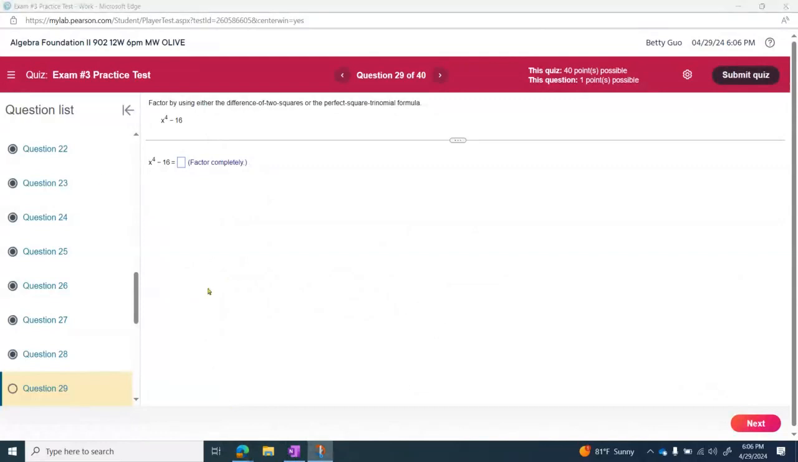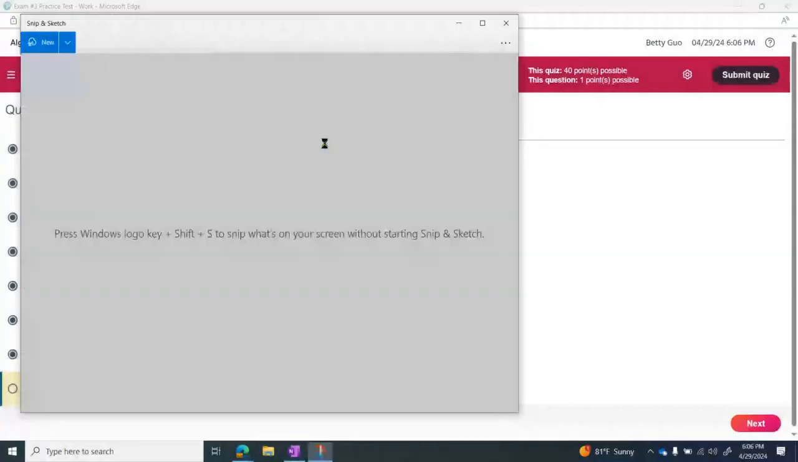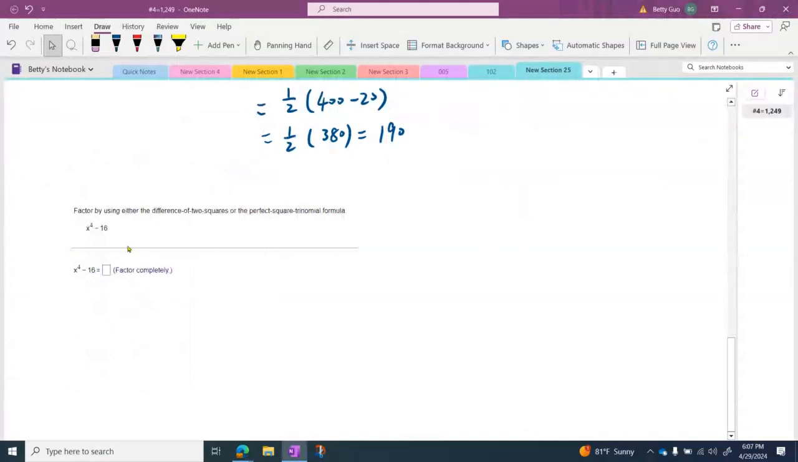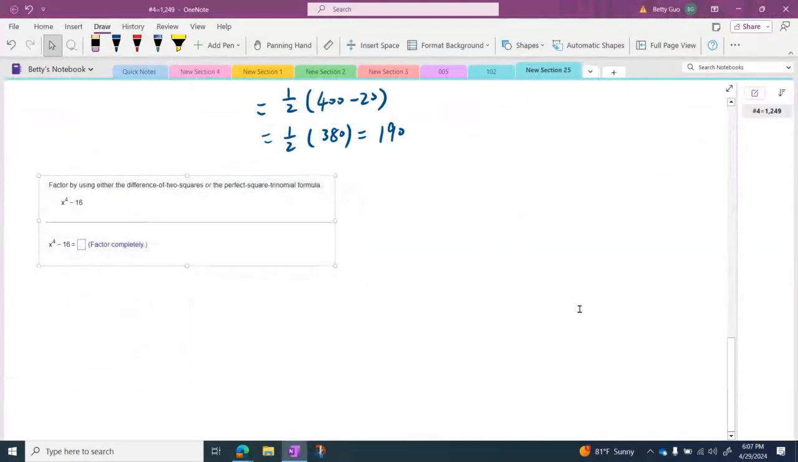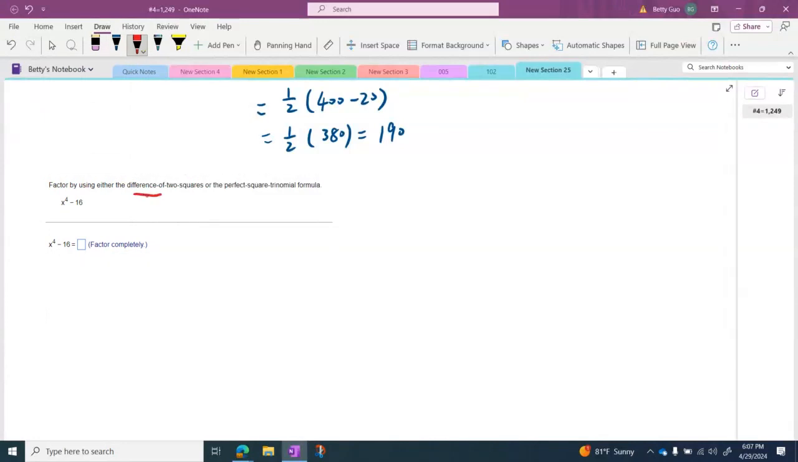factorization. Copy paste. Factor completely. Use the difference of two squares formula or perfect square trinomial formula. So this one has to be the difference of two squares formula because the polynomial is a binomial. The formula is a squared minus b squared equals a minus b times a plus b.